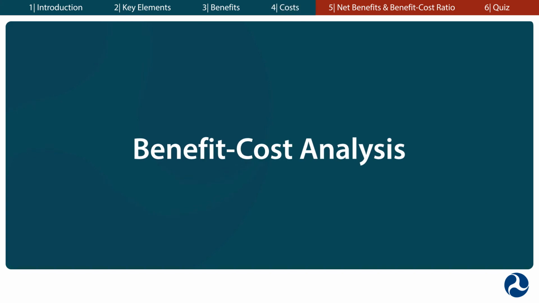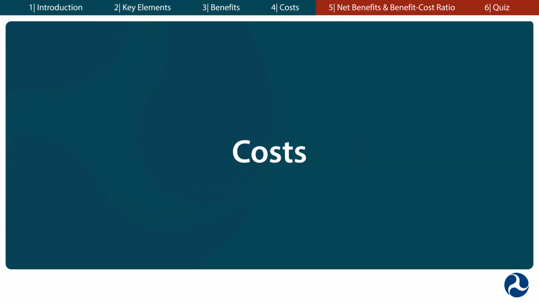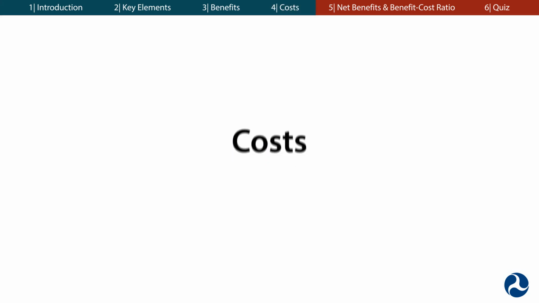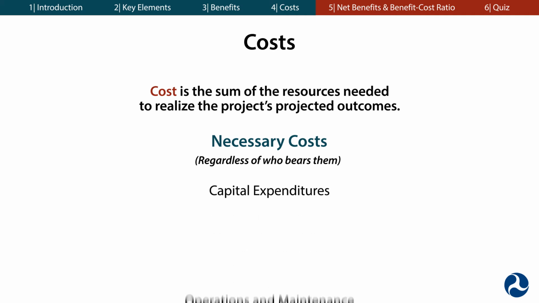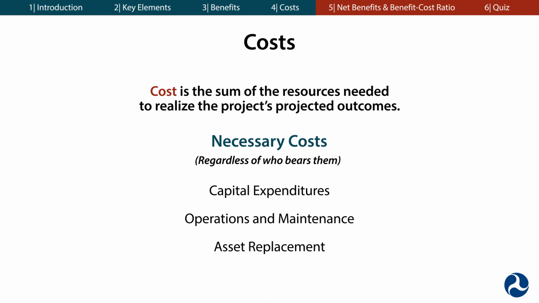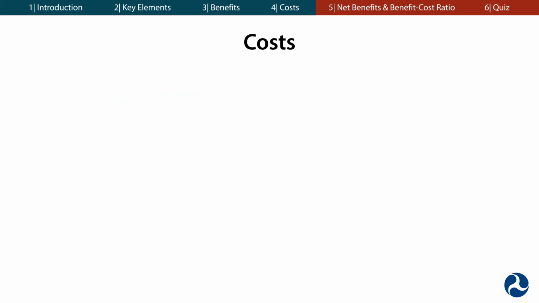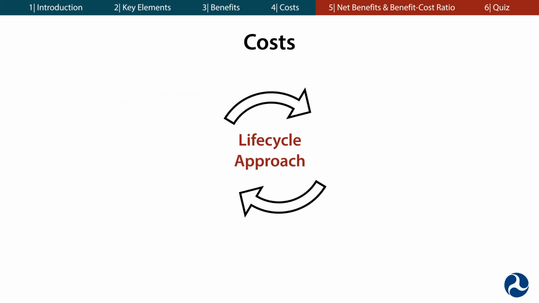The other side of a benefit cost analysis is, you guessed it, costs. The cost of a project is the sum of the resources needed to realize the project's projected outcomes. A thorough BCA should include all necessary costs, regardless of who bears them, to achieve the benefits. Common examples of costs are capital expenditures, operations and maintenance, and asset replacement costs. Cost estimates in a BCA should use a life cycle approach.